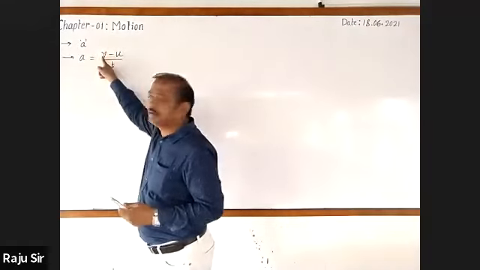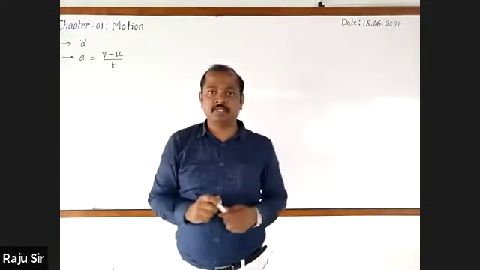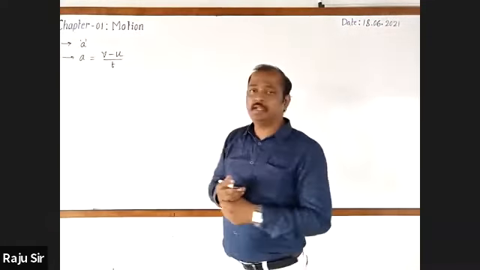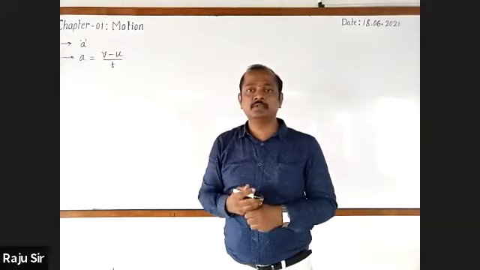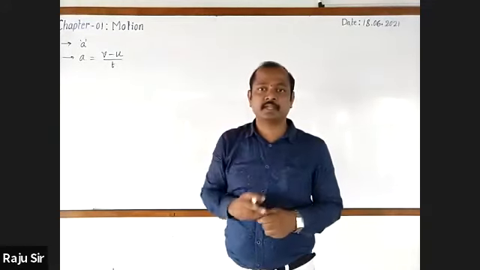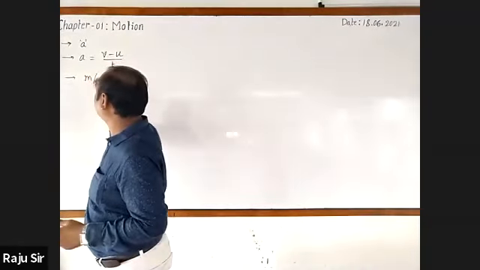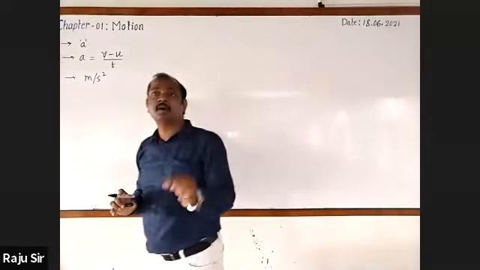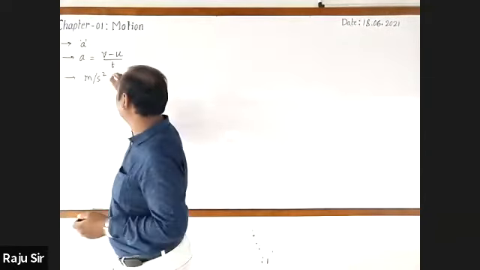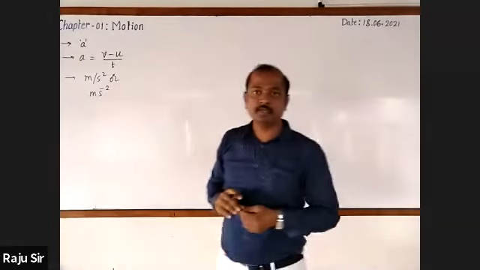In this formula, V minus U represents the change in velocity. This physical quantity is measured using the unit called meter per second square, right? Its SI unit, the system of international unit of acceleration, is meter per second square. This can also be written as m s raised to the power minus 2.